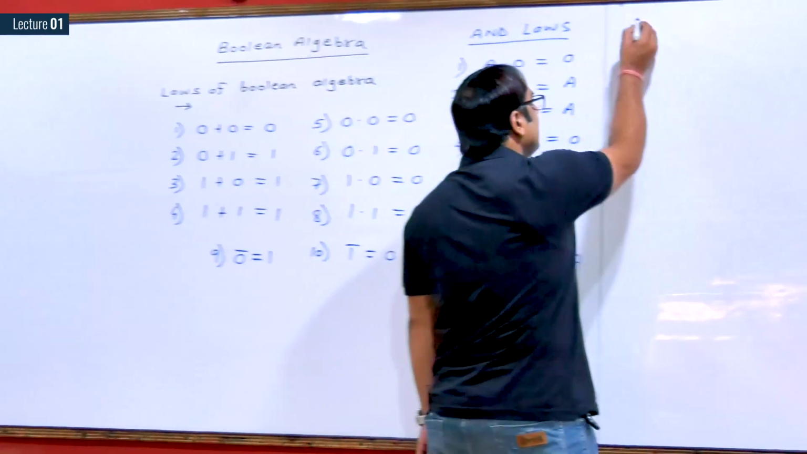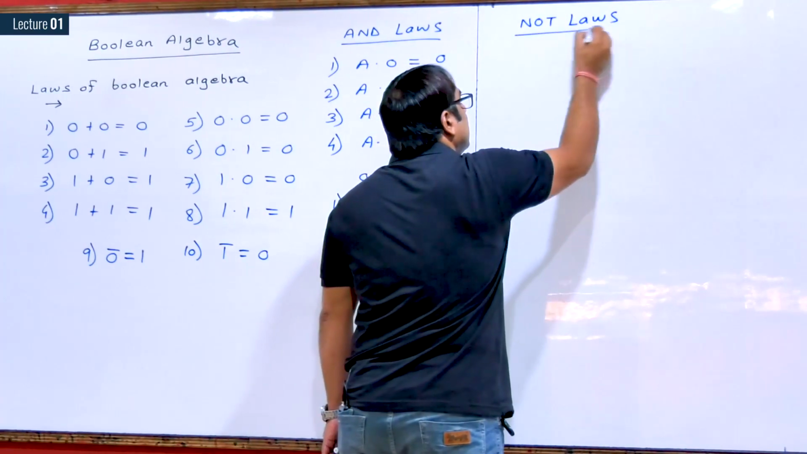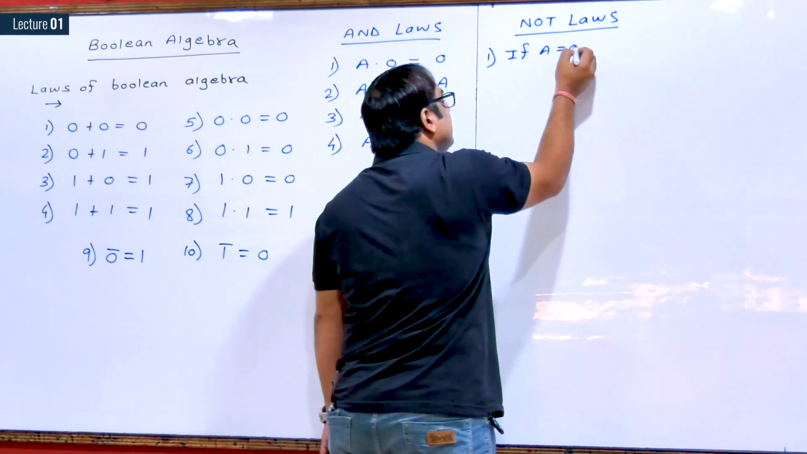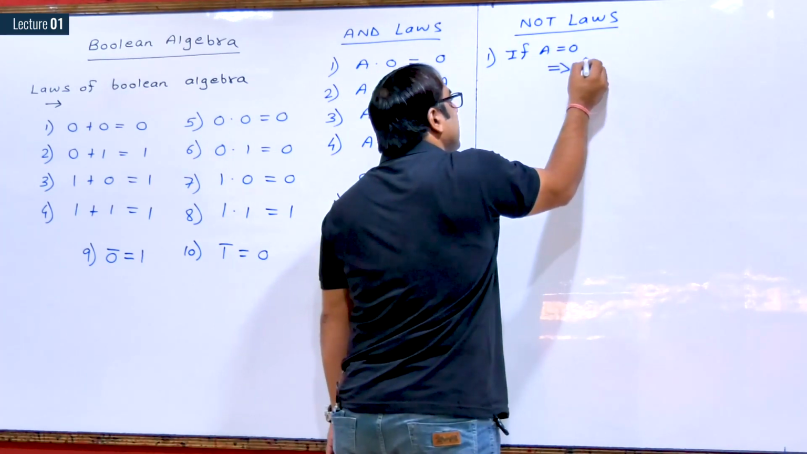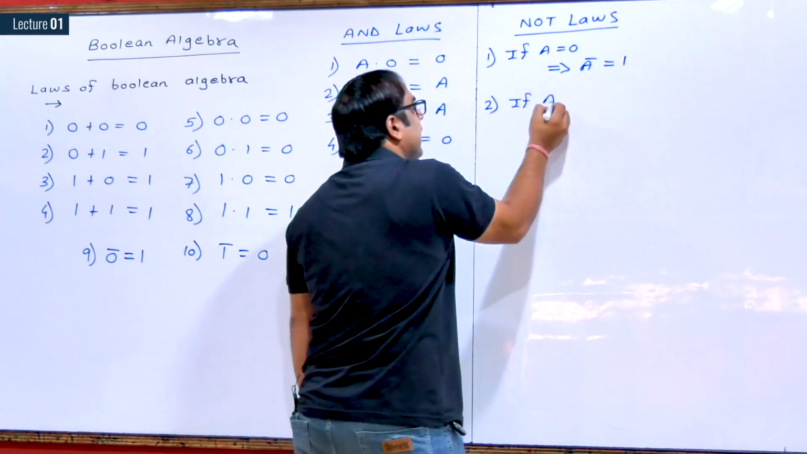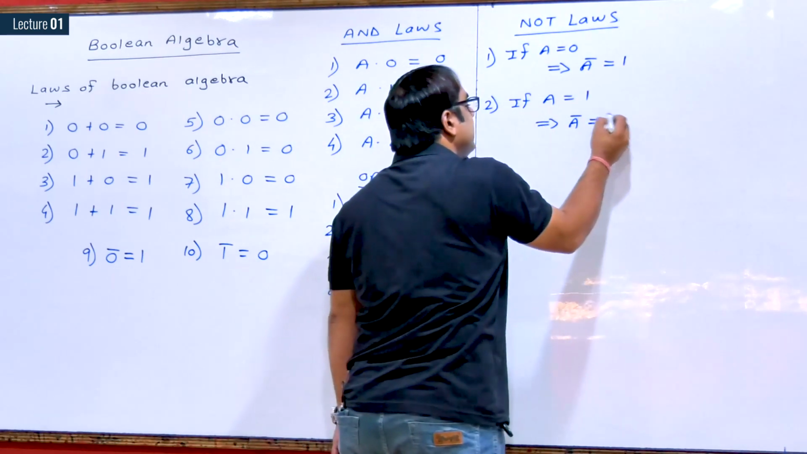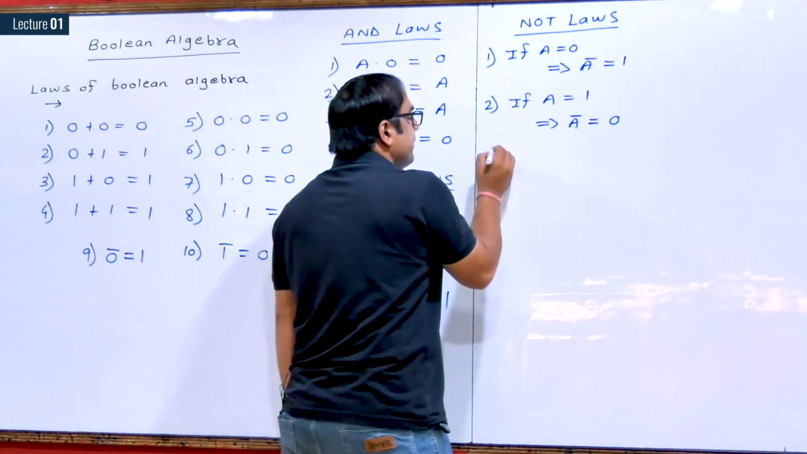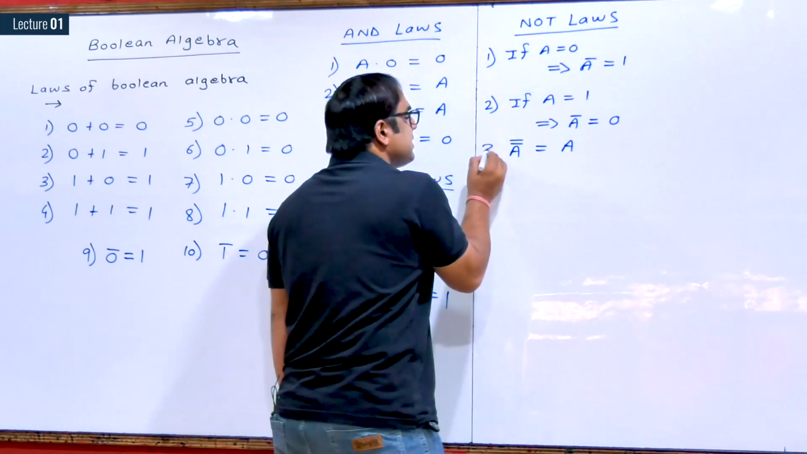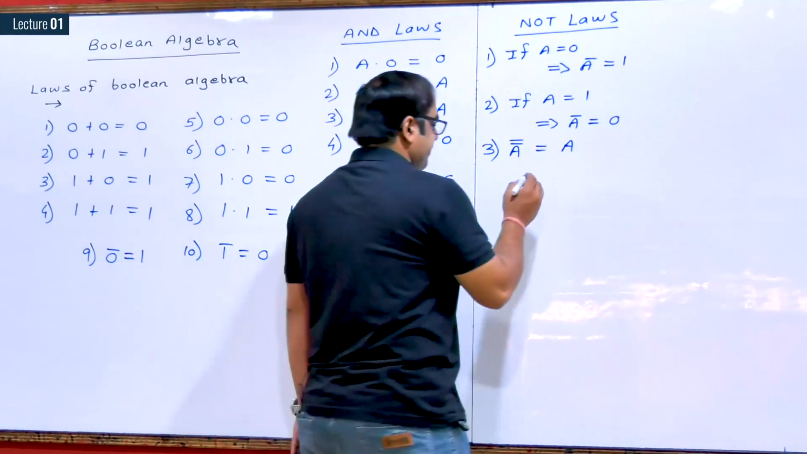Next, NOT laws. First, if A is equal to 0, you can say A complement is 1. If A is equal to 1, A complement is equal to 0. Okay. And A double complement is equal to A. This is a very important law. A double complement is equal to A.